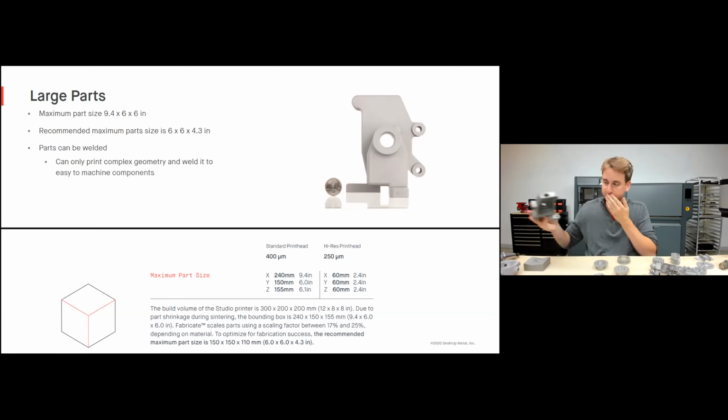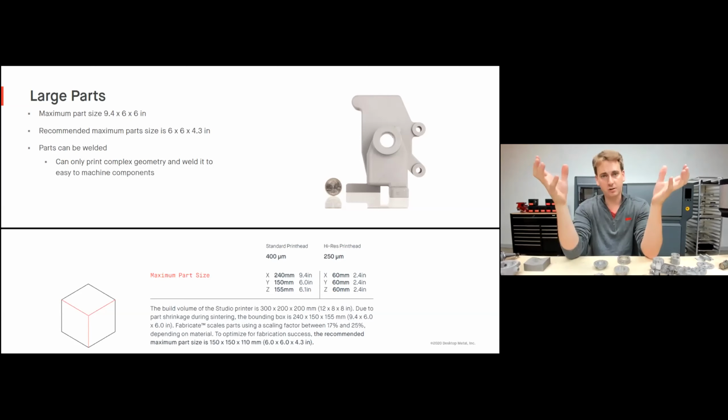But it should be known, we print plenty of large parts, and you're welcome to, and many people do print very large parts. Another thing to know, we looked at this a little bit earlier, but parts can be welded. We're seeing a lot of our customers print the very complex parts of their assemblies, and then weld them to easy to machine components. This is a great way to approach the system, because we're printing the part that would have been very difficult and expensive to machine. We're getting that very complex geometry, and then we're welding it to some tubing or something that was very easy and inexpensive to machine, to make a composite component.